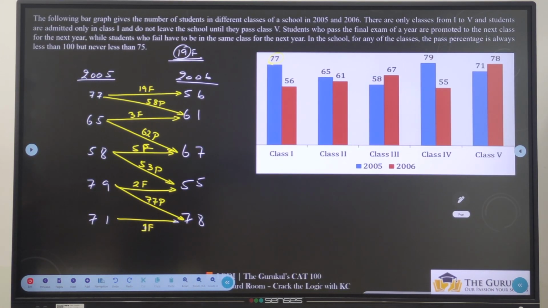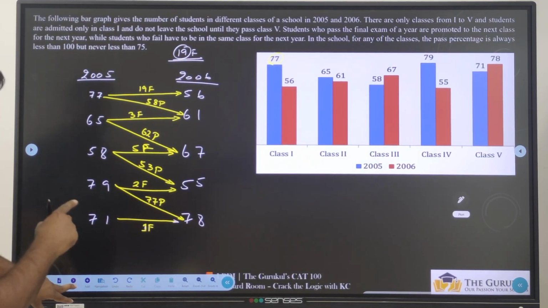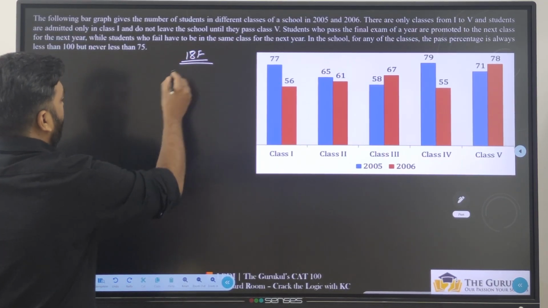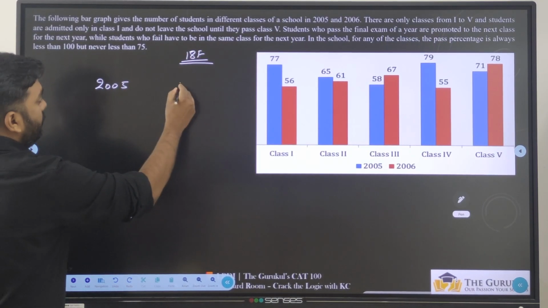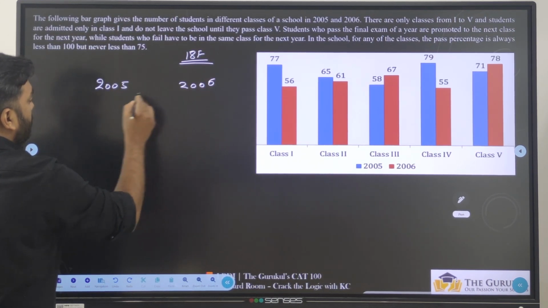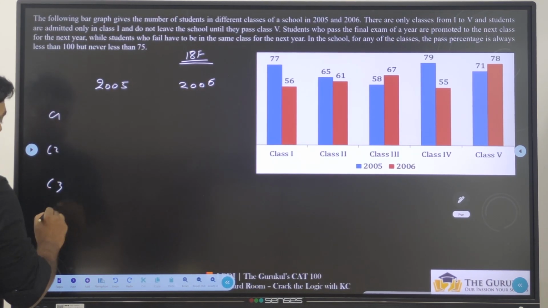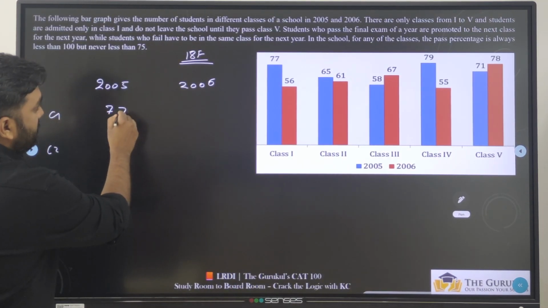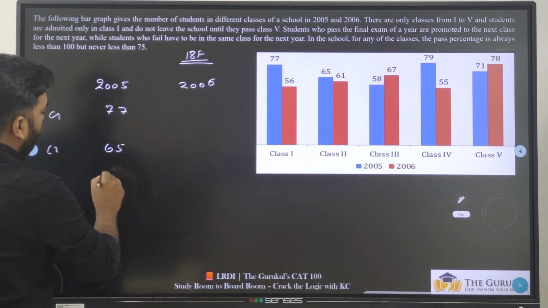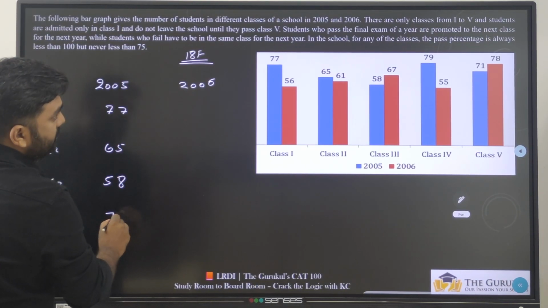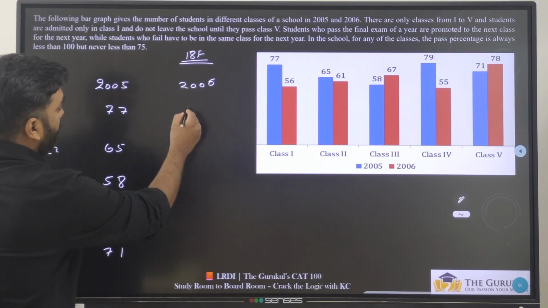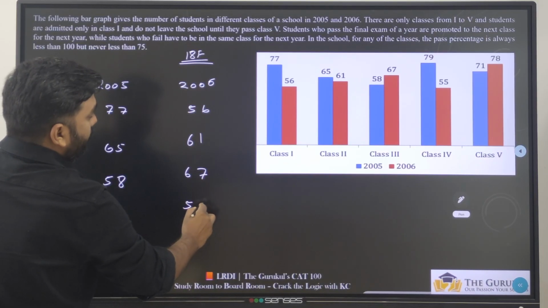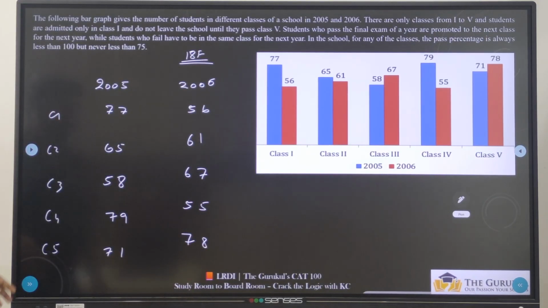Clear with this? This is when we are having 19 students who failed the exam. Let us see what will happen if I am having 18 students who failed. 2005, 2006. Class 1, class 2, class 3, class 4 and class 5. Okay, so I'm having 77, 65, 58, 79, 71, 56, 61, 67, 55 and 78.